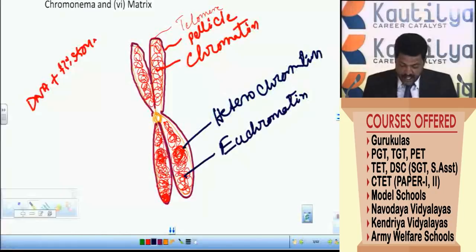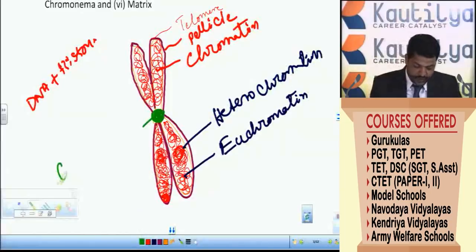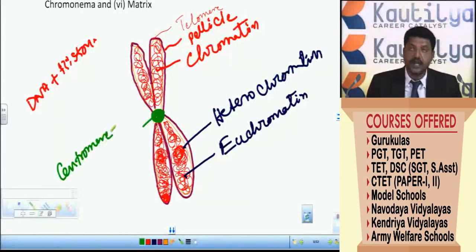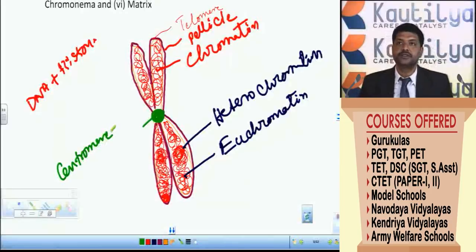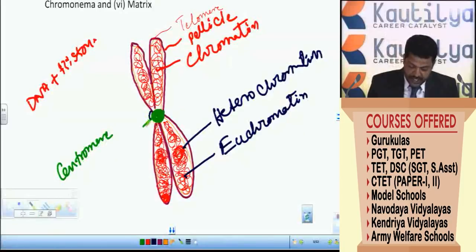The non-stainable part of the chromosome is known as the centromere. The centromere is covered by knob-like structures. These knob-like structures present on both sides of the centromere are known as kinetochore.